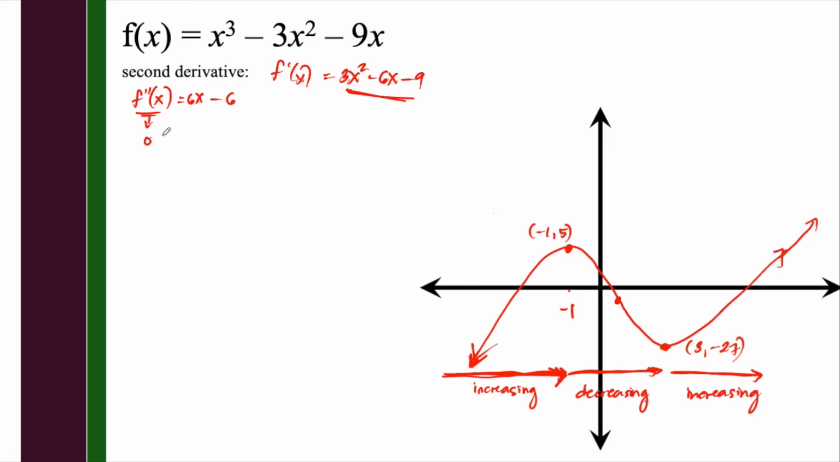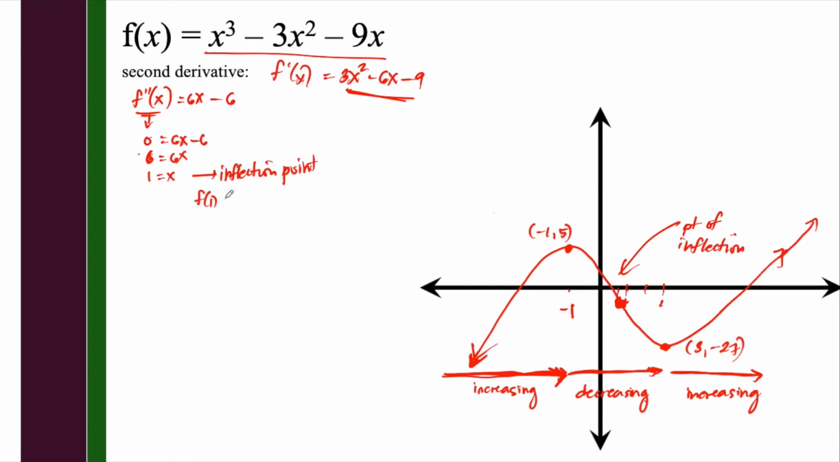And setting this to 0, we have 6x minus 6 equals 0. Solving for x, we transpose 6 to the other side. So that is x equals 1. Now this point here is the point of inflection. We may substitute 1 in the original function to get the ordered pair of that point. So that is f of 1. So 1 cubed minus 3 times 1 squared minus 9 times 1. We have 1 minus 3 minus 9. So that's 1 minus 12, we have negative 11. So this point is 1, negative 11, which is the point of inflection.